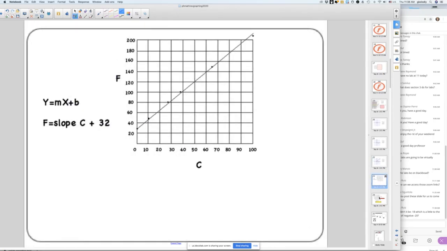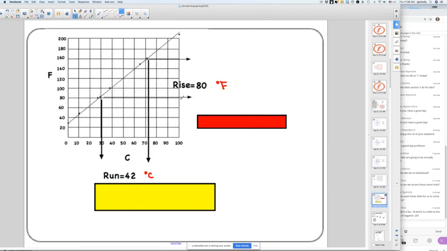Okay, it's over here actually. So I'm going from here to here. All right. So you're going from 80 to 160. So the rise is 80 degrees Fahrenheit. What's the run? You're going from 72 to 30. The run is 42.